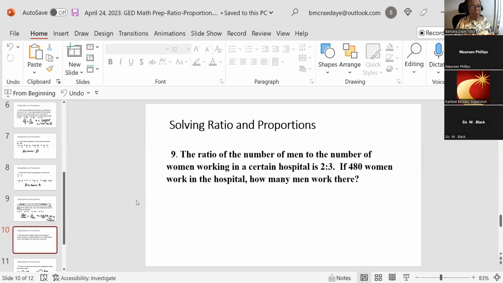All right, now I want you to do this one. The ratio of the number of men to the number of women working in a certain hospital is 2 to 3. If 480 women work in the hospital, how many men work there? So set it up and tell me what you get.